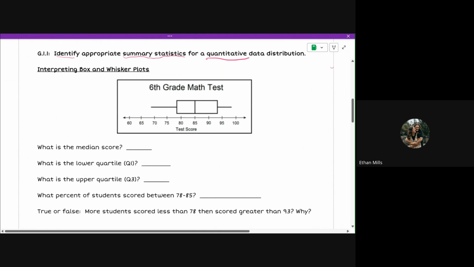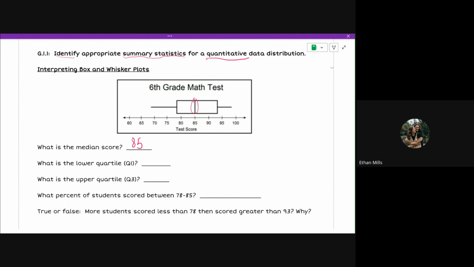So the first section is about interpreting box and whisker plots, which means we don't have a mean. With a box and whisker plot, we only have a median. The first question is: what is the median score? In order to find the median score, you're just looking at the line that's drawn through the box. It looks like it's lined up with 85, so our median score is 85.